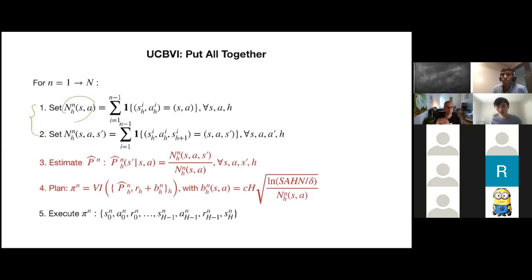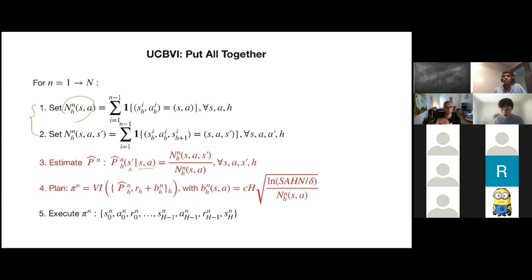And then our estimator is just the maximum likelihood estimator. So the probability of transitioning to S prime at (S, A) is just the ratio of the two counts: how many times we have visited S prime and how many times we have visited (S, A). So this is the maximum likelihood estimator.